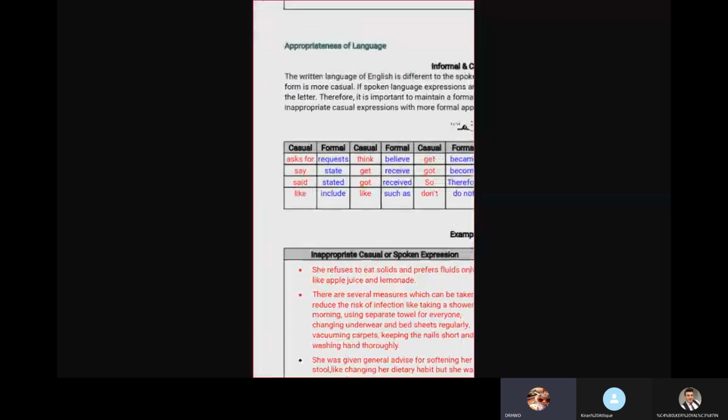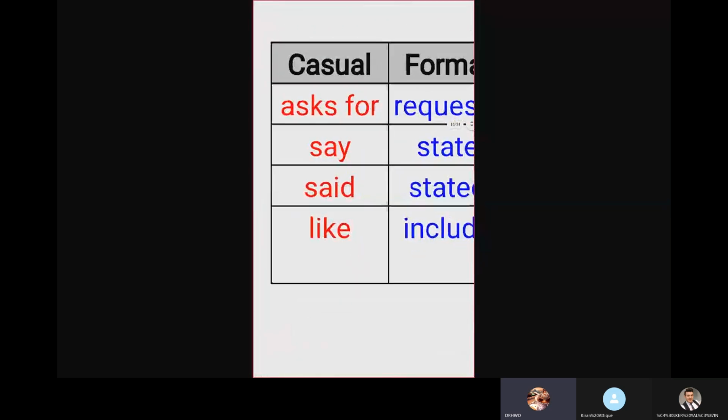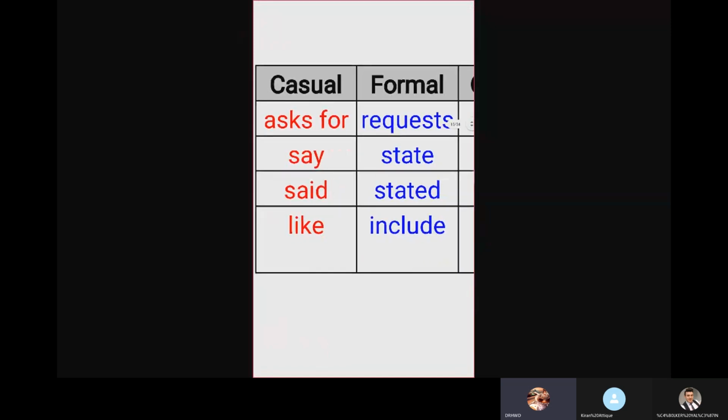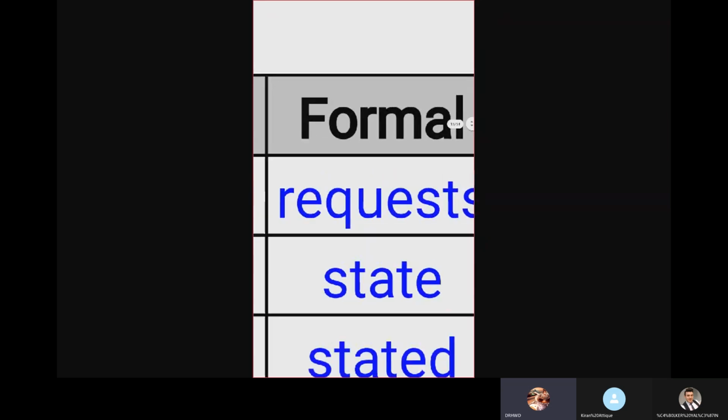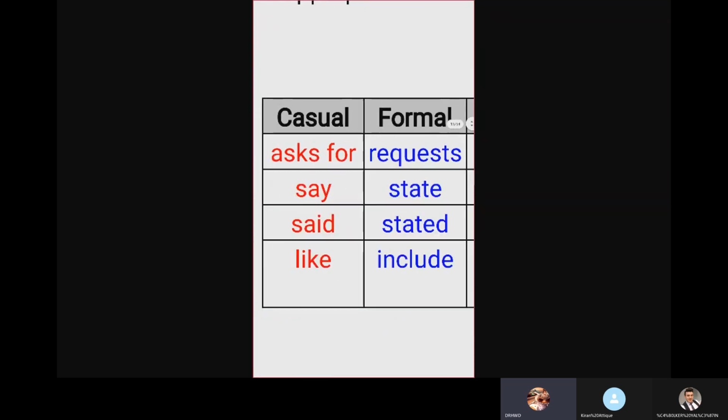For example, here it's written "asks for", right? Say there's a patient with an infertility issue, and you are their GP, and they want you to write a request so that they can go to an infertility hospital. You'd say the patient requested a referral. You never say the patient asked for a referral. Requested is formal, right? Asked for is casual.